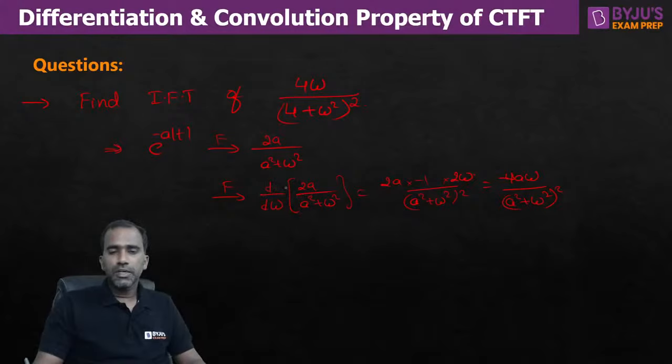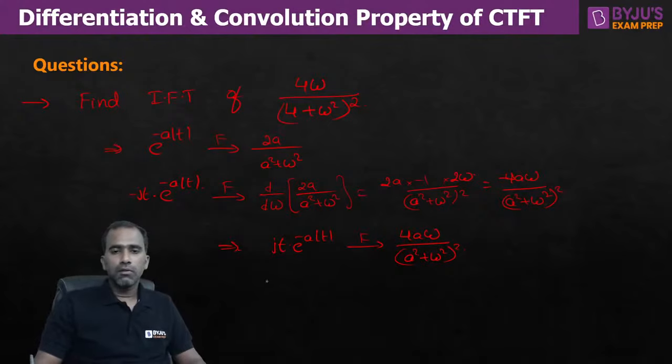If you do differentiation in the frequency domain, what should happen in the time domain? Multiplication with minus jt should happen. This minus sign we can cancel on both sides. So jt into e power minus a mod t has Fourier transform 4a omega divided by a square plus omega square whole square.